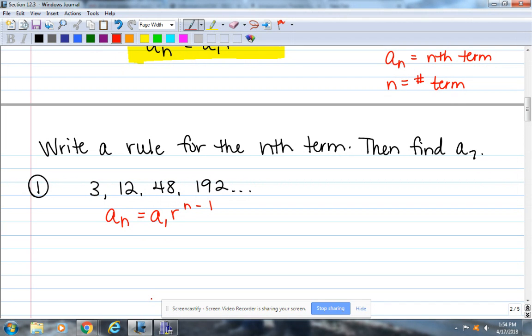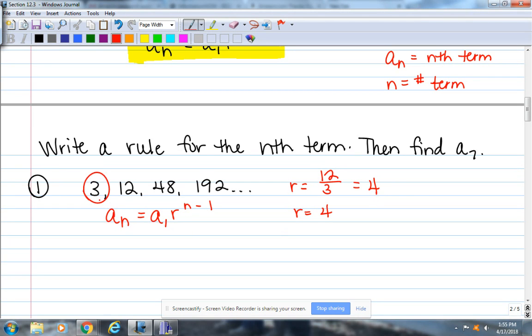So that means we're going to need the first term and the common ratio. Does that make sense? We're going to leave n's alone. So all we can put in is the first term, which is a sub 1, and little r, which is the common ratio. So how do you think we find the common ratio? Second divided by first. So 12 divided by 3 equals what? 4. So that's my common ratio. R equals 4.